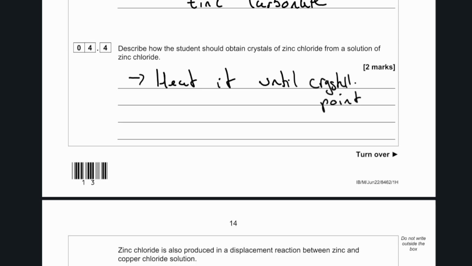Once you've heated it to the crystallization point, you basically need all the water to evaporate and you leave it to cool down. When it cools down, it basically carries on crystallizing, and when you come back to it when it's cool, then the crystals will be fully formed.